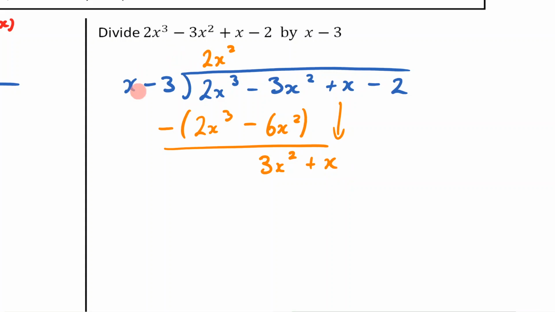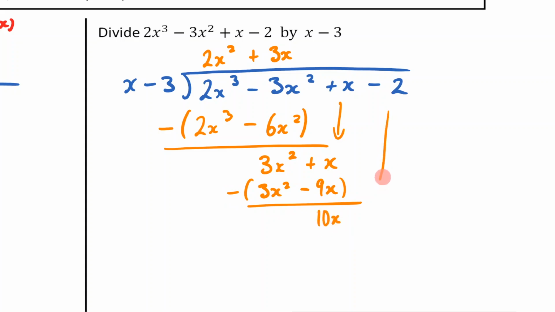Then we go again. x times what is 3x squared? Well, that's going to be plus 3x, right? Because 3x times x is 3x squared. 3x times negative 3 is going to be negative 9x. This is going to be 10x. Then I carry down my negative 2.